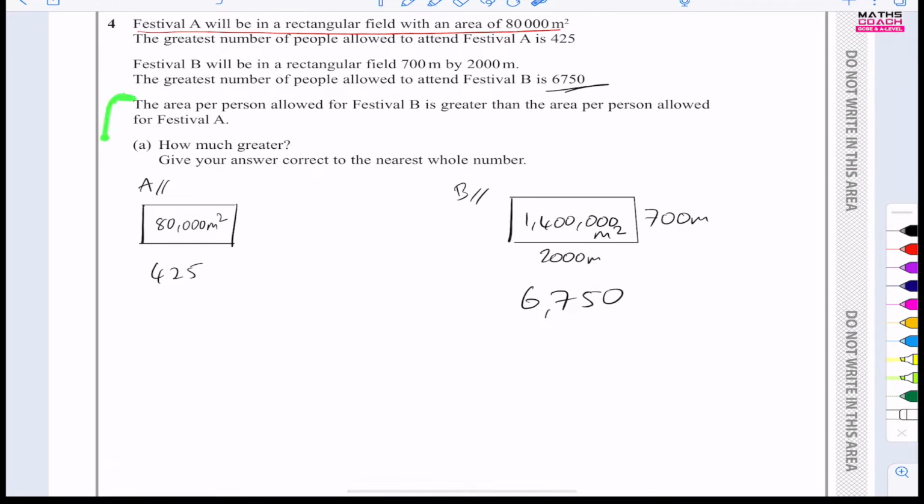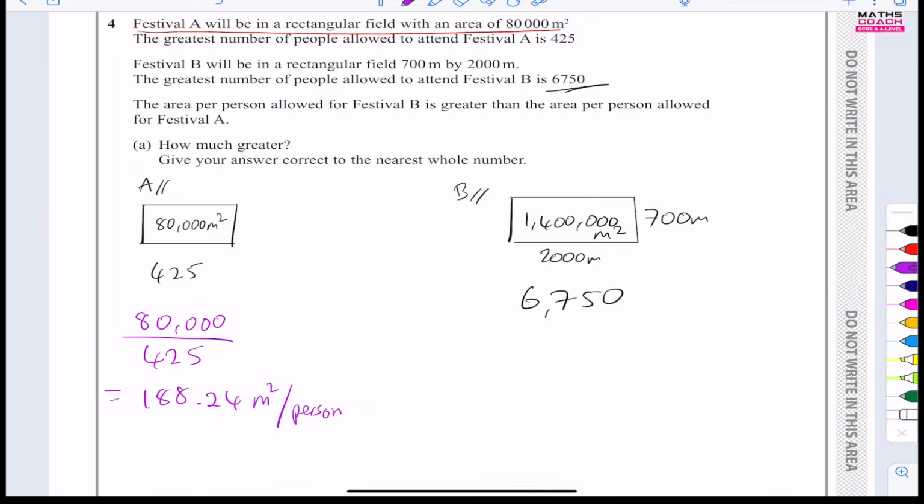Now, if you go into the third sentence right here, it says the area per person allowed for B is greater than the area per person allowed for A. How much greater? So let's work out for each of these the area per person. If you look at the first one, A, it would be 80,000 meters squared divided by the number of people. And that gives 188.24 meters squared per person.